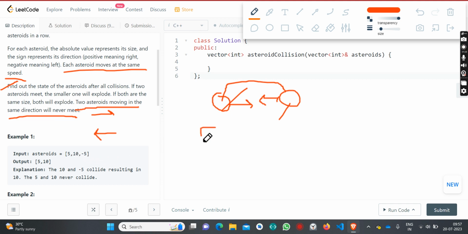We have been given 5, 10, and -5. Obviously -5 is moving to the left and 10 is moving to the right, so -5 will explode. Why? Because 5 is less than 10. So the final configuration will be that we are only left with 5 comma 10. So that's the answer.